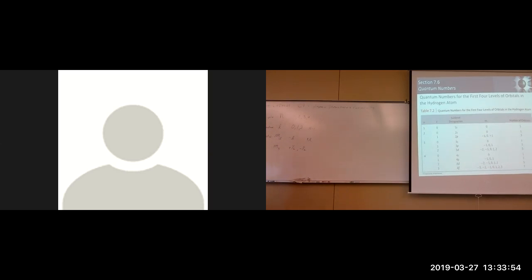So this is an expression of, say, you start with N equals 1. You can only have one L, that's it, and you can only have one M sub L, and, of course, two spins. If we go to N equals 2, we can have two L's. So the M sub L's could be 0 for this one, or minus 1, 0, plus 1. And it just blooms like that.